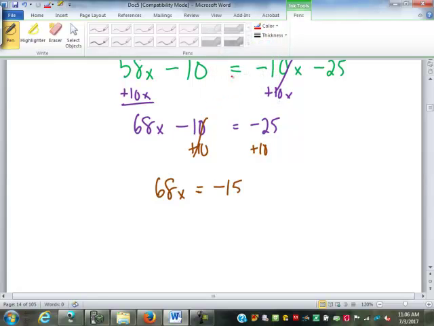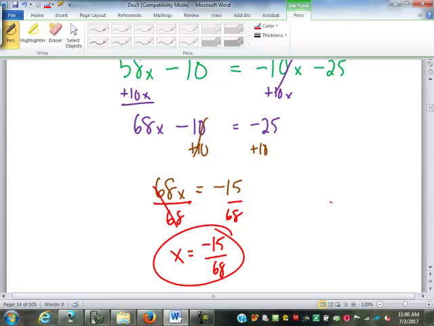And then divide by 68. x equals, well, negative 15 divided by 68 is negative 15 over 68. Anybody get negative 15 over 68? No? I didn't do my cross canceling.